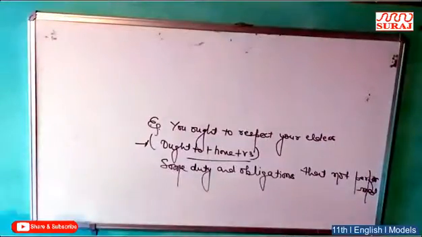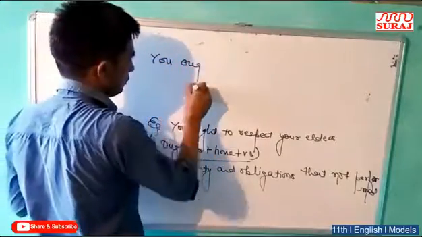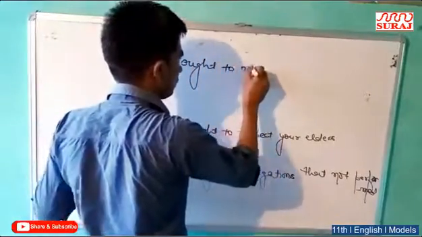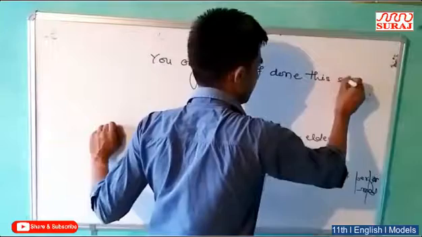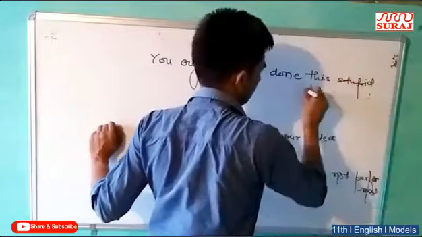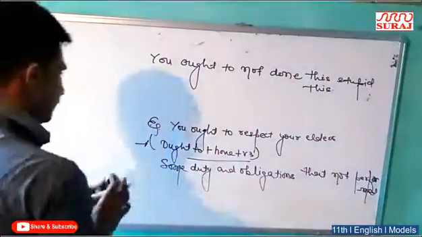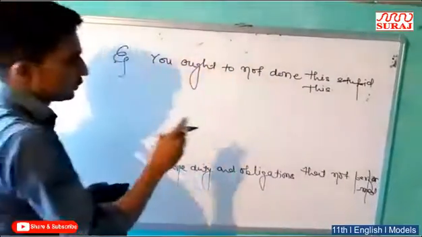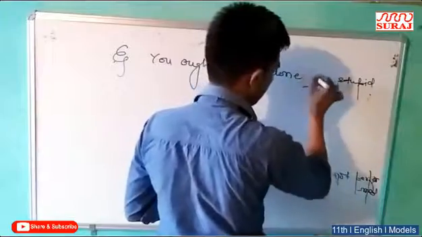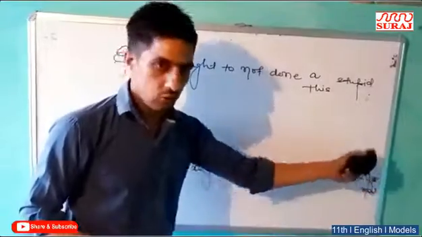For example, you ought not to have done this stupid thing. In this example, "you ought not to have done a stupid thing" means some duty and obligations that were not performed.